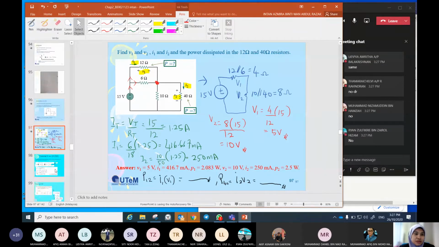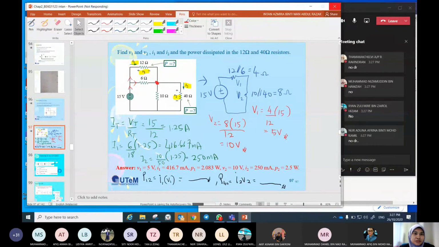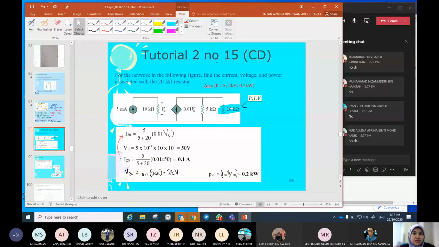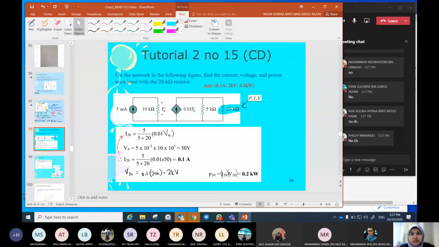And then we go to another example. Tutorial 2, number 15. This is a current divider. For the network in the following figure, find the current, voltage, and power associated with the 20k ohm resistor. So we have to find the power, current, and voltage of the 20k resistor.